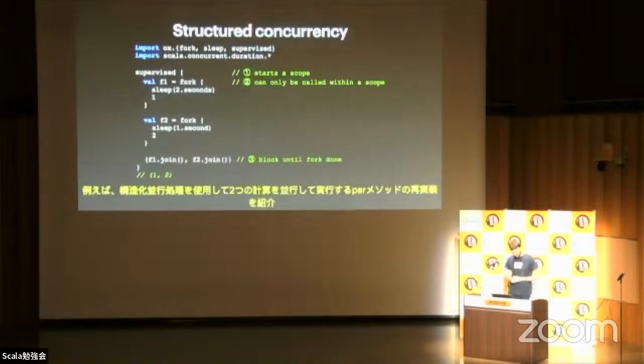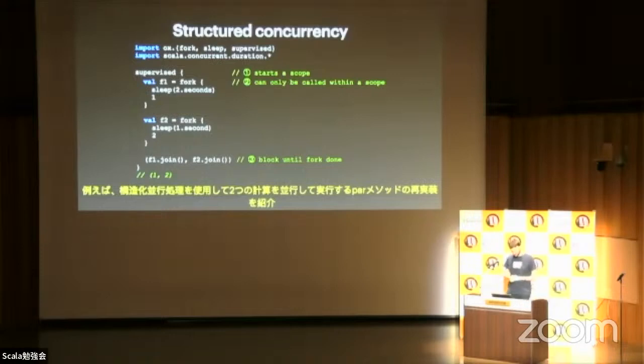So let's look at an example. So here we have a re-implementation of the par method using structured concurrency. So we've got two computations, we fork two computations with the same logic. So actually, first, what we do in number one, we start a scope. So the scope determines the syntactical boundary of how long any threads started within the scope will actually live. So then we start two forks. The fork method can only be called within a scope, and that is checked at compile time.